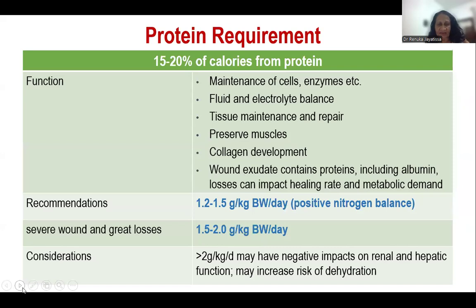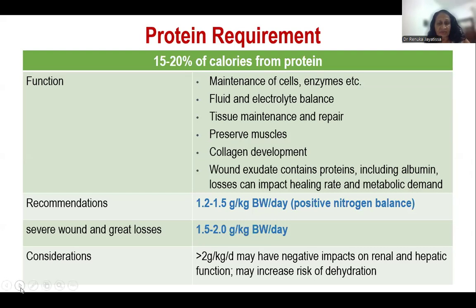Next one. So I'm looking at all these prevailing guidelines, but at the end of that, I will give you some case scenarios. Then we can see how these guidelines can be applied for the patients. Now, when we look at the protein requirement, usually this is something very critical with wound healing. Because in the wound healing process, protein provides a lot of functions: collagen development, preserving the muscles and tissue maintenance, as well as the wound exudates, which contain proteins.